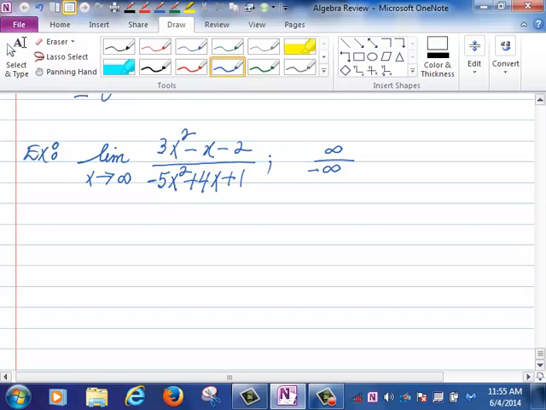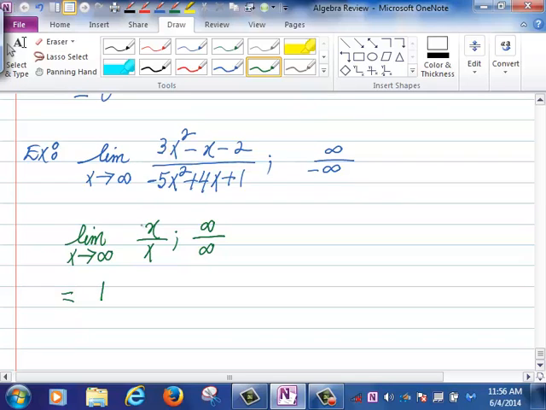Here are some silly examples. First, let me use a different color. What's the limit as x going to infinity of x divided by x? Notice that the limit of the numerator is infinity, the limit of the denominator is infinity, and in this case, indeed, the limit is 1, because x divided by x is 1. Is everybody okay with that?